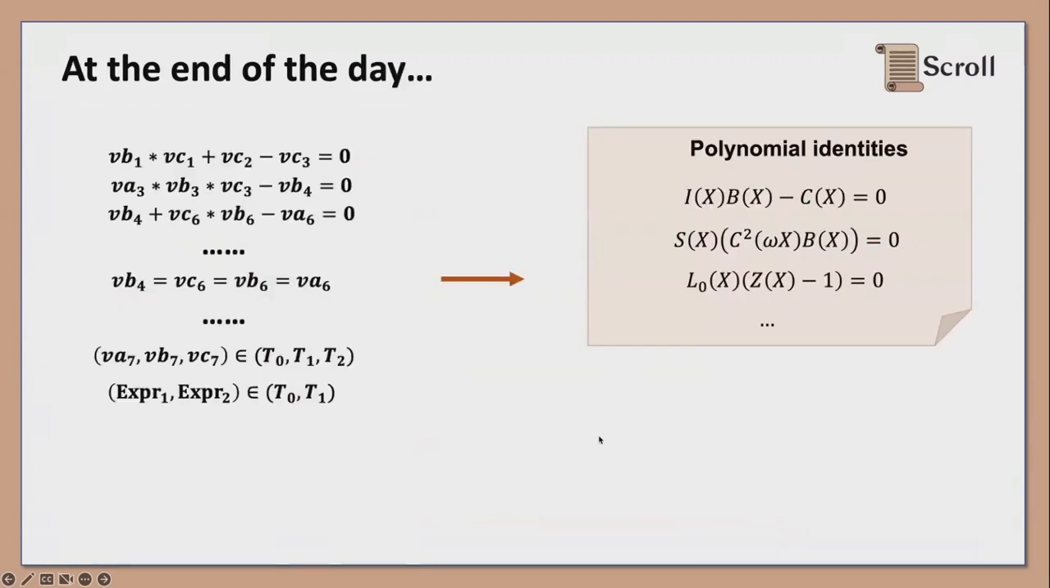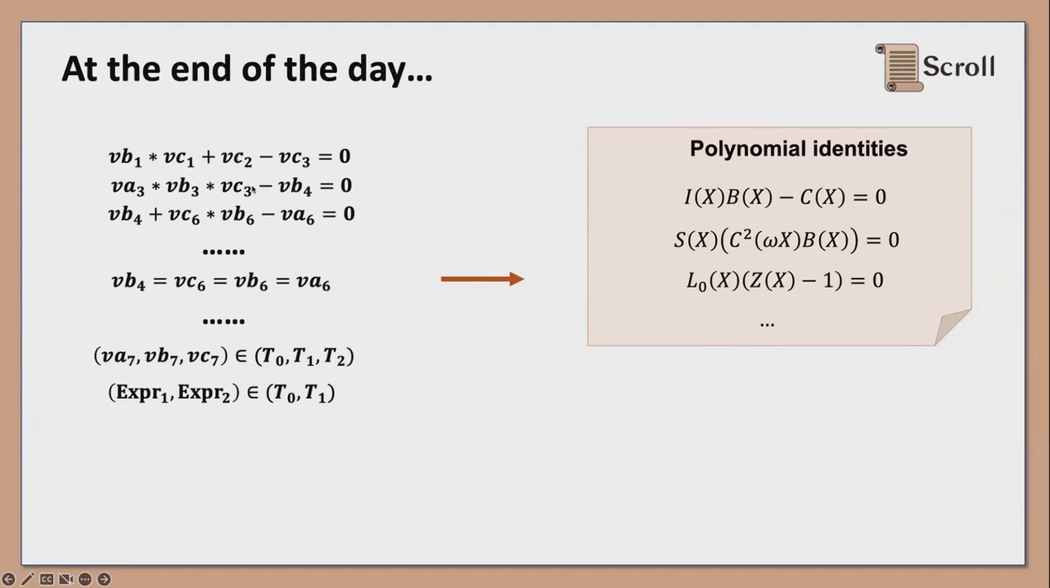So at the end of the day, after expressing your program using custom gates, lookups and permutations, you will result in a bunch of polynomial identities. Each is just some polynomial times polynomial minus polynomial equal to 0. Each custom gate will introduce one polynomial. Each permutation will introduce 2 polynomials. Each lookup will introduce 4 different polynomial equations.